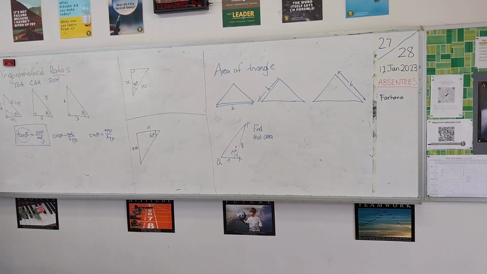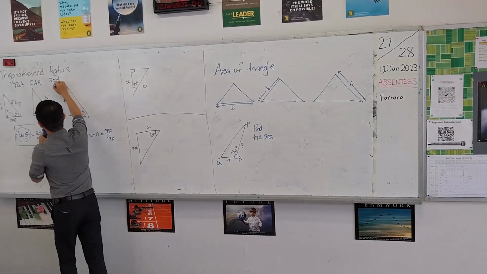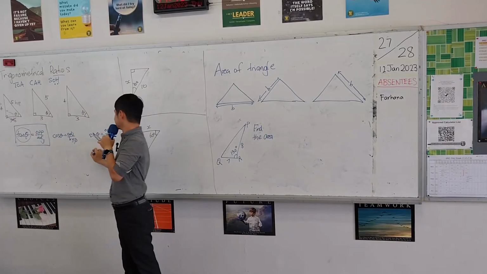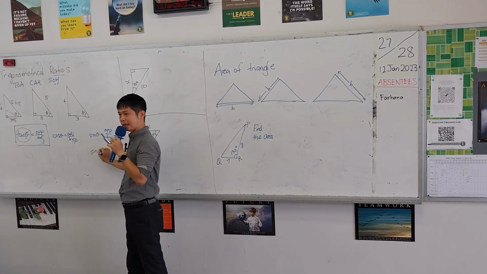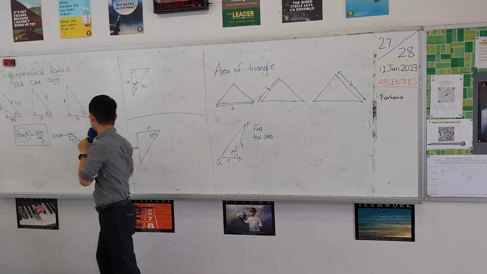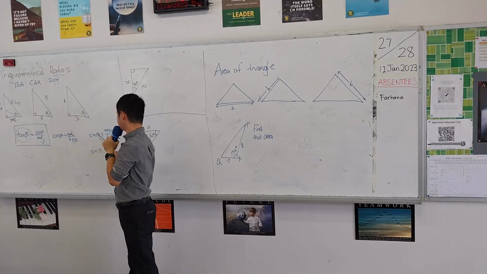Which one don't we want? Adjacent has nothing, no numbers, so we don't want adjacent. We want O and H, so which one will give us OH? Toa, Cah, or Soh? Soh. So sine will give us OH. Then we just plug in the values: sine of the unknown theta equals the opposite, which is 4, over the hypotenuse, which is 5.